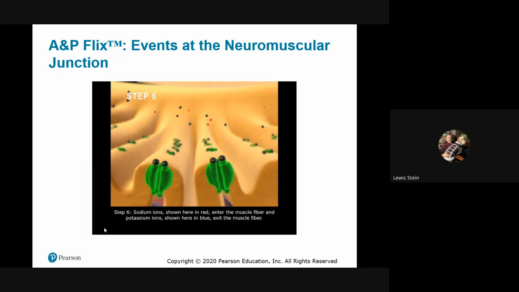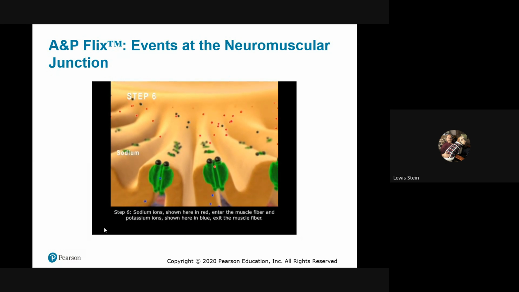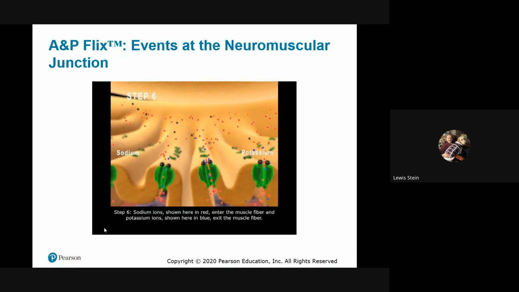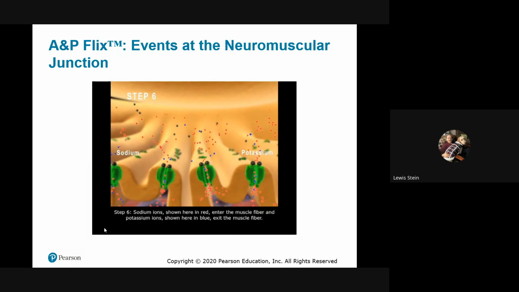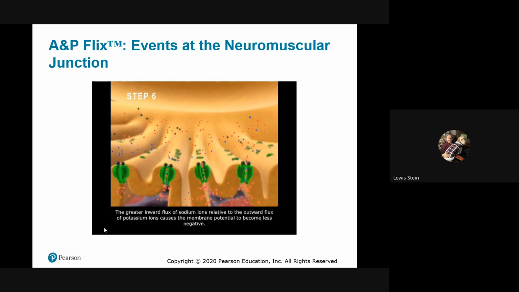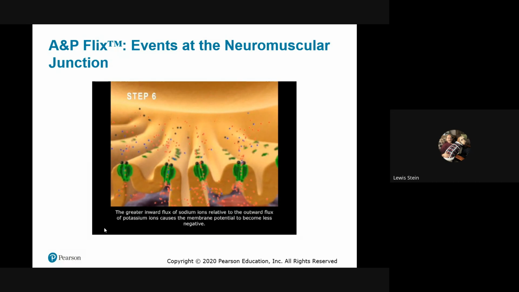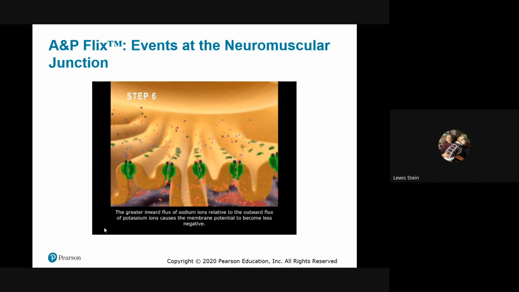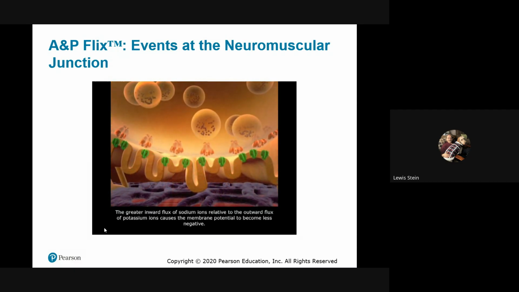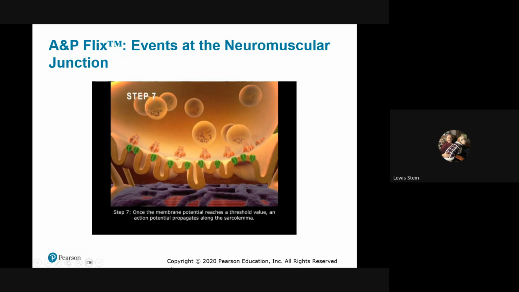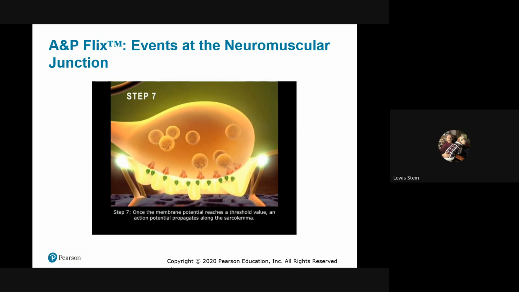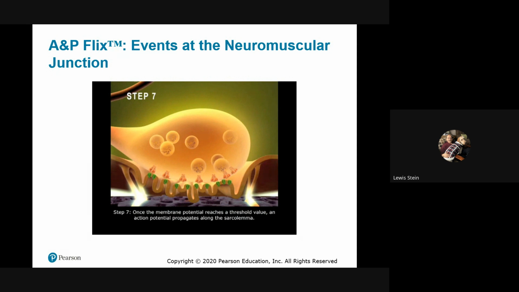Step 6. Sodium ions, shown here in red, enter the muscle fiber, and potassium ions, shown here in blue, exit the muscle fiber. The greater inward flux of sodium ions relative to the outward flux of potassium ions causes the membrane potential to become less negative. Step 7. Once the membrane potential reaches a threshold value, an action potential propagates along the sarcolemma.